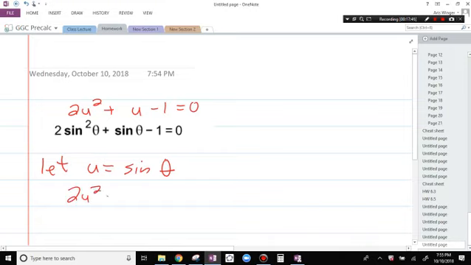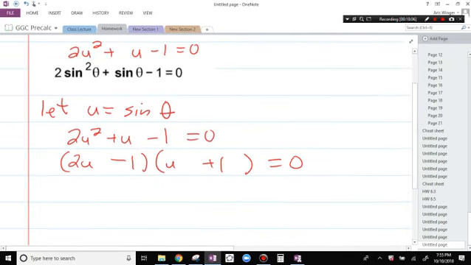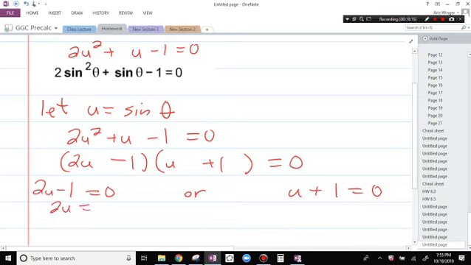2u squared plus u minus 1 is equal to 0. Factor. This is prime, so that has to be 2u and u. And the question is, where should we put negative 1 and 1 so we get a plus 1 in the middle? Negative 1 plus 1, right? So factoring. And so here, we've got that 2u minus 1 is equal to 0, or u plus 1 is equal to 0. We got 2u equals 1, u equals 1/2, or u is equal to negative 1.